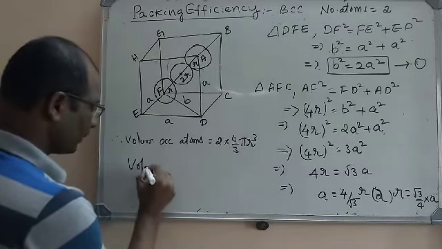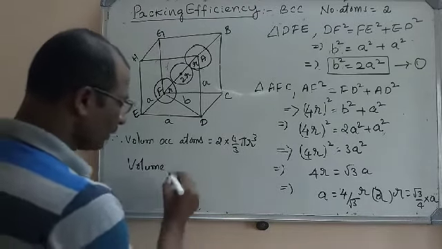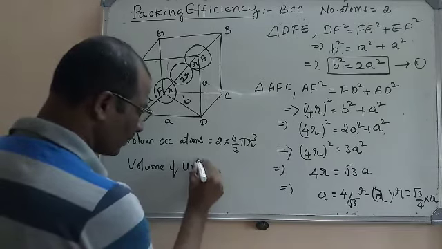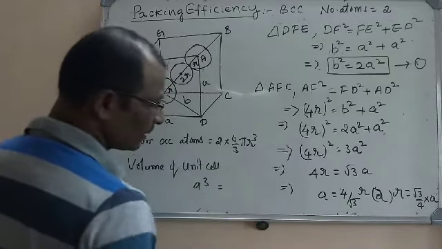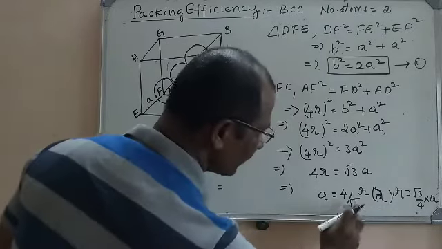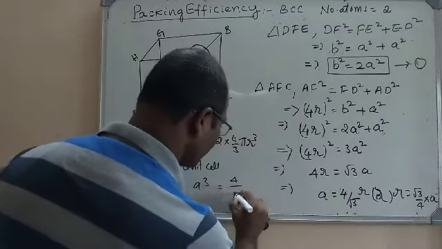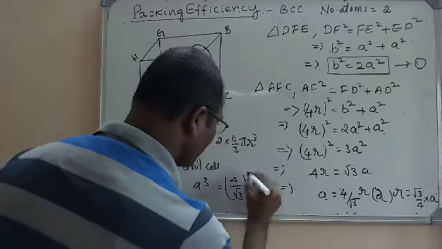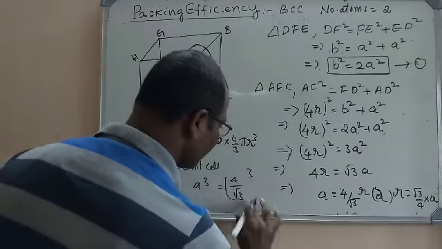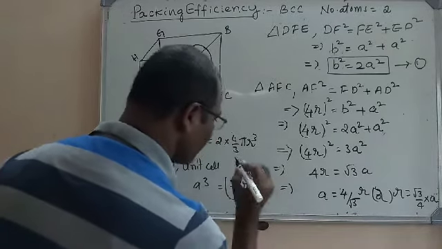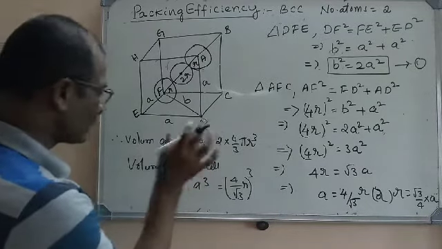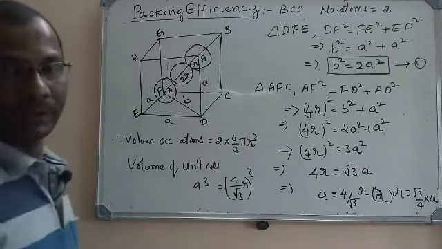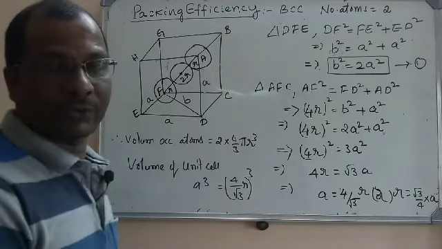Then what do we go for? The total volume of the unit cell is a cube. What is the value of a? It is 4 by root 3 r, whole cube. So now we have written the volume of the atoms and the volume of the unit cell. Now we will go for the final substitution.